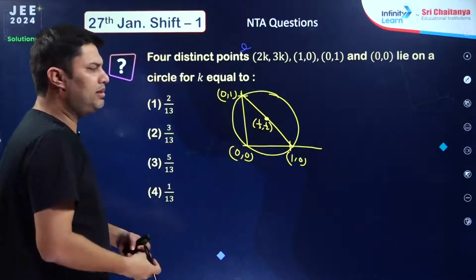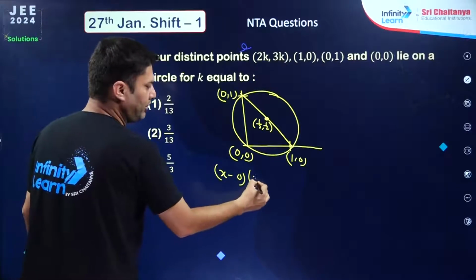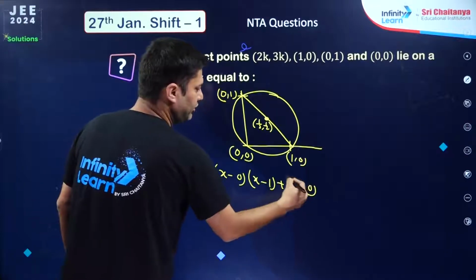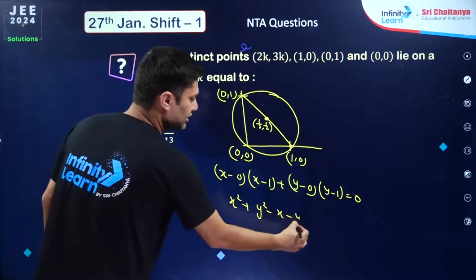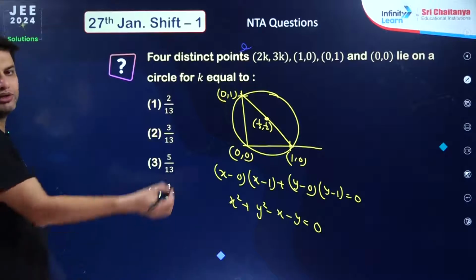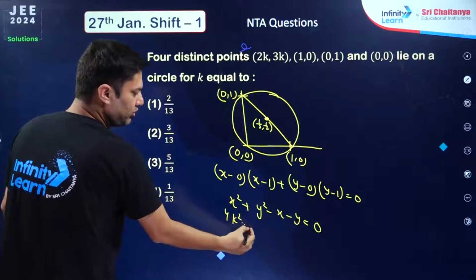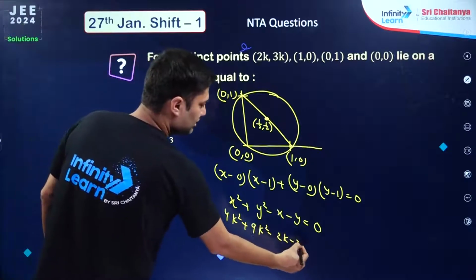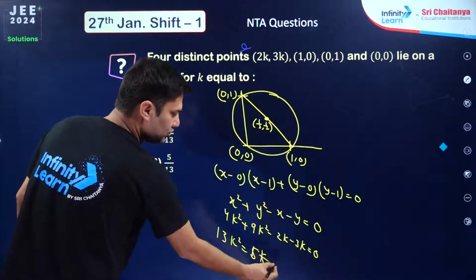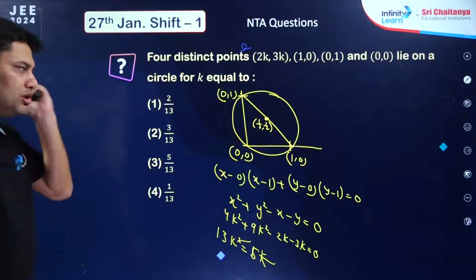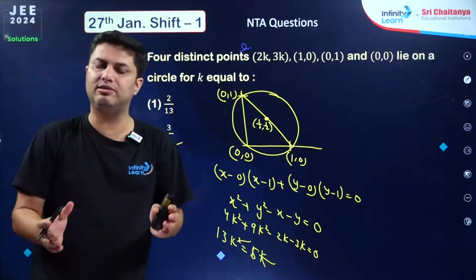The equation of this circle, with (0, 1) and (1, 0) as a diameter, will be (x minus 0)(x minus 1) plus (y minus 0)(y minus 1) equals 0. So this is x square plus y square minus x minus y equal to 0. And (2k, 3k) will lie on this circle, the question is saying. So 4k square plus 9k square minus 2k minus 3k equal to 0. So this is 13k square equal to 5k, sorry. So k cannot be 0 because (0, 0) is already taken. So k is coming out to be 5 by 13. So 5 by 13 is the right answer.